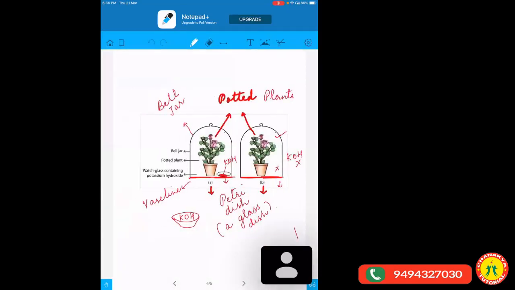So already the plant has the water actually.